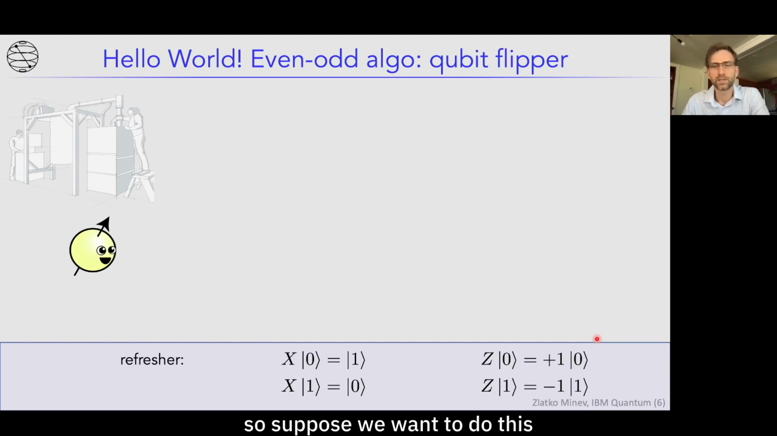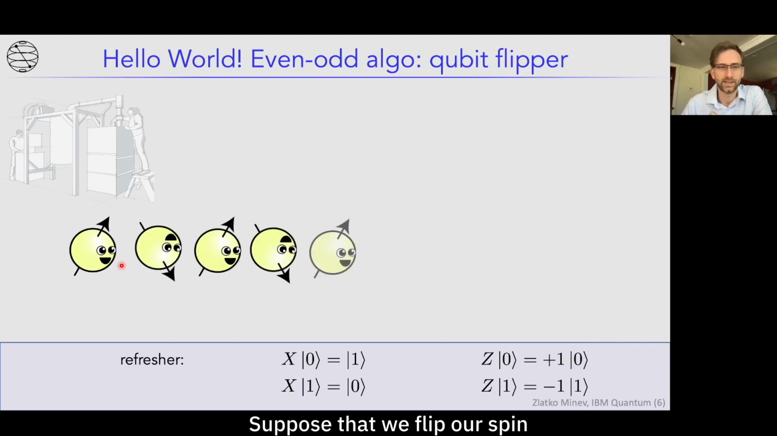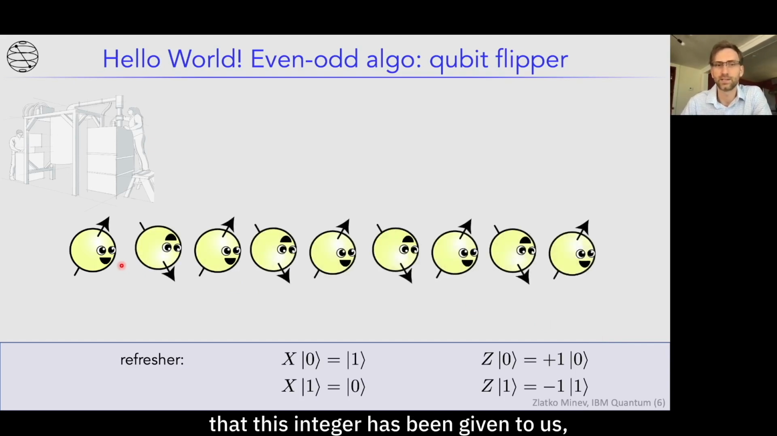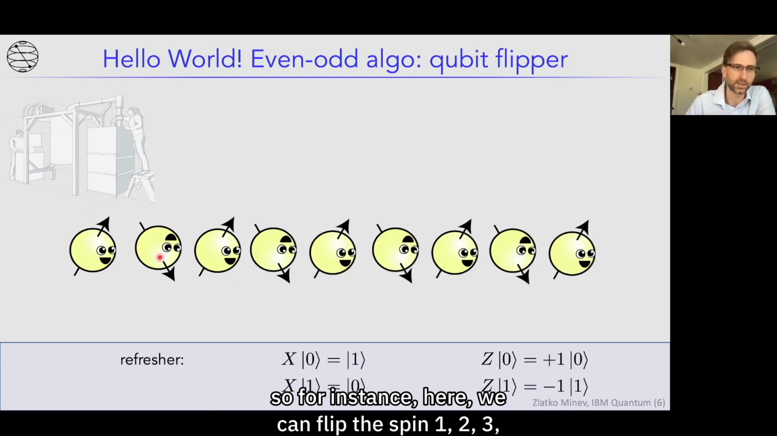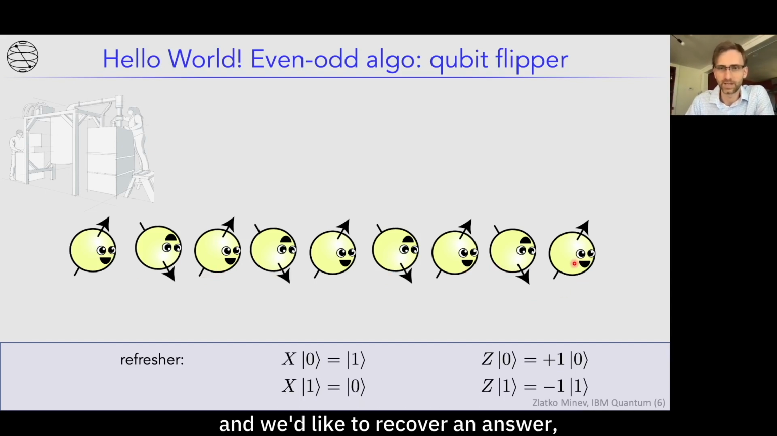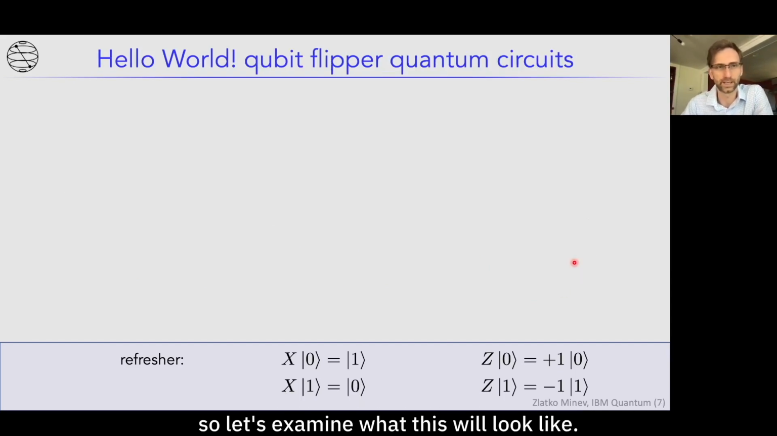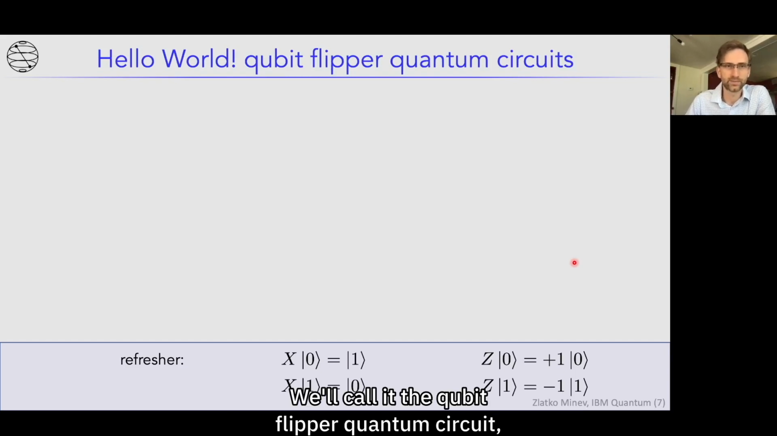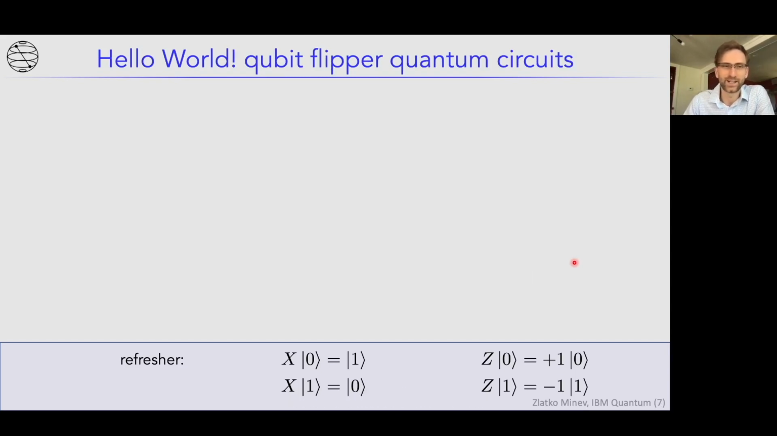So suppose we want to do this with simple bit flip sequences. This is one way to implement it. Suppose that we flip our spin exactly the number of times that this integer has been given to us. So for instance, here we can flip the spin 1, 2, 3, 9 times in total because we've been given the integer 9 and we'd like to recover an answer. So let's examine what this will look like. We'll call it the qubit flipper quantum circuit.